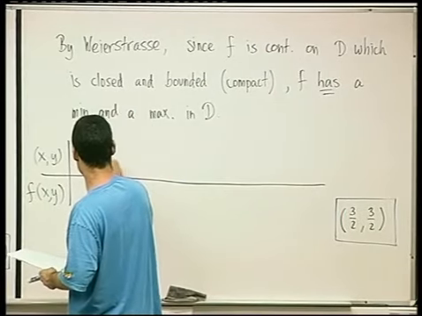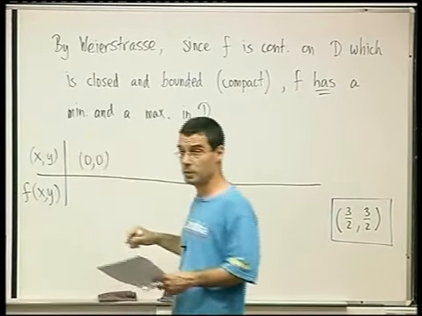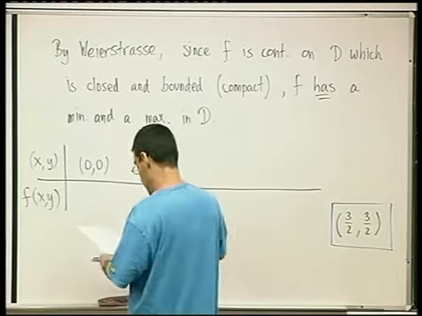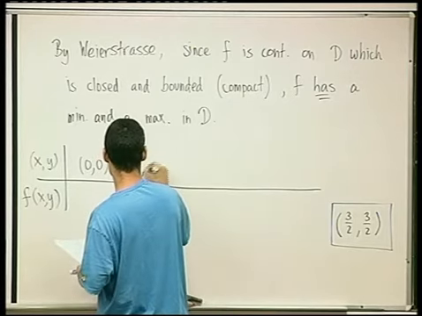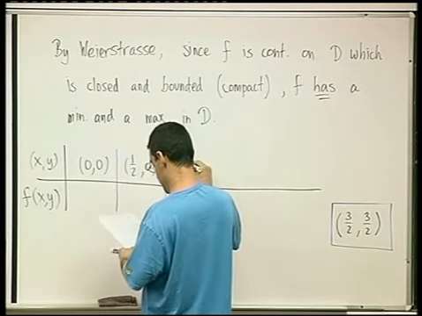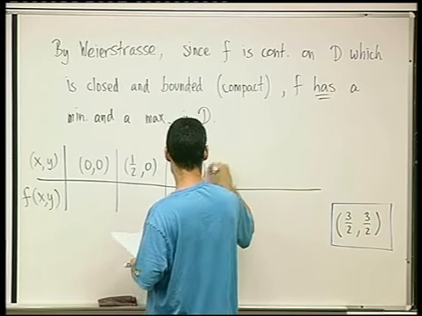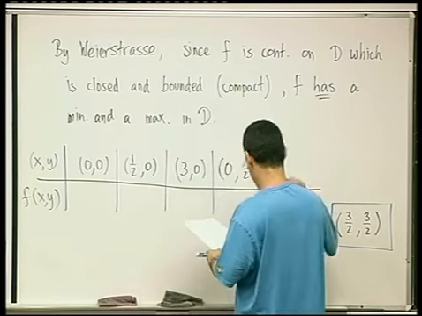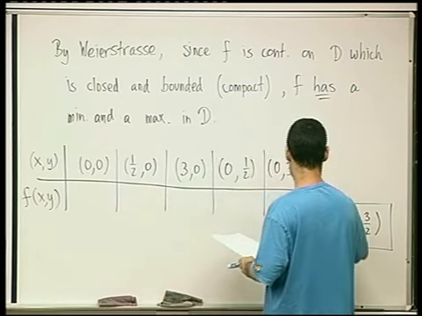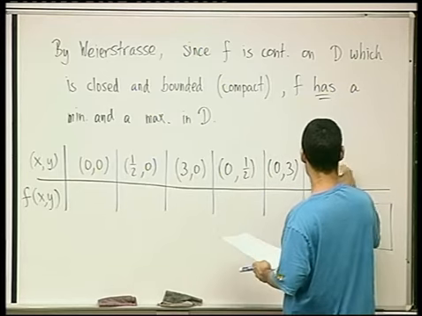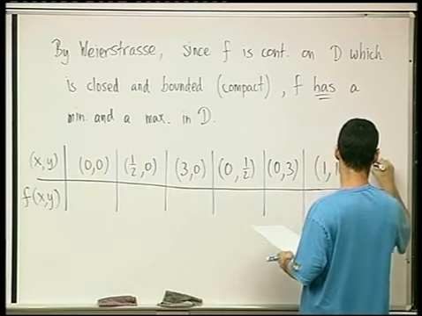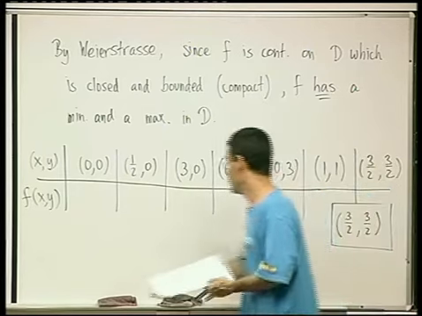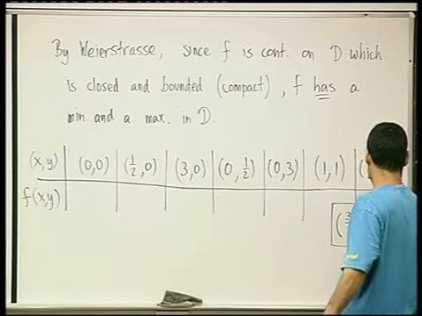And I'm going to list all the various (x, y)'s that we found. So we found (0, 0). I'm just collecting all the points that we put in blue boxes before that we had to remember. So we had (0, 0), (1/2, 0), (3, 0), (0, 1/2), (0, 3), (1, 1), and (3/2, 3/2). Those were all the points that we found, 7 of them: 1, 2, 3, 4, 5, 6, 7.